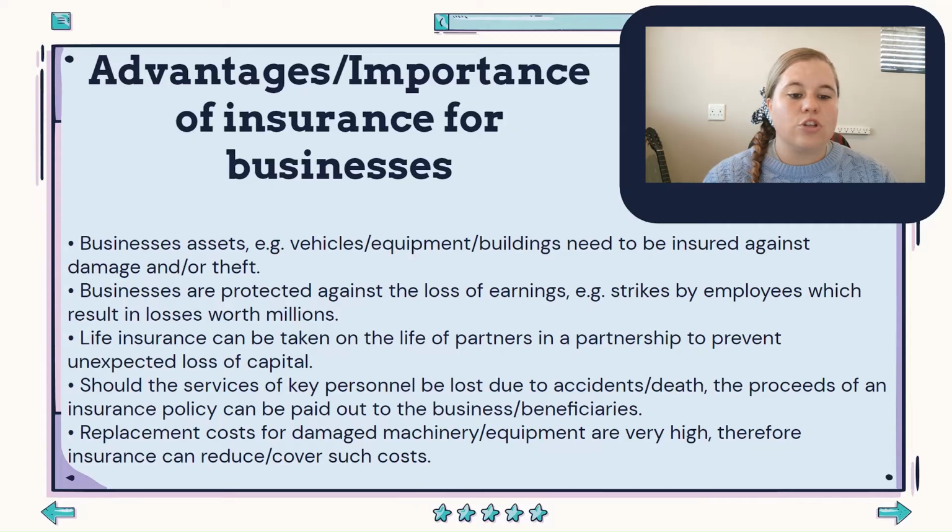Businesses are protected against the loss of earnings. For example, strikes by employees, which result in losses worth millions. Life insurance can be taken out on the life of partners in a partnership to prevent unexpected loss of capital. Should the services of key personnel be lost due to accident or death, the proceeds of an insurance policy can be paid out to the business or beneficiaries. Replacement costs for damaged machinery and equipment are very high. Therefore, insurance can reduce the losses and the costs thereof.